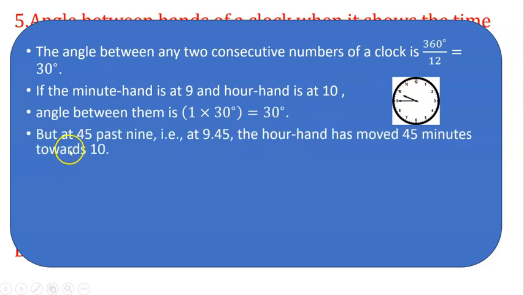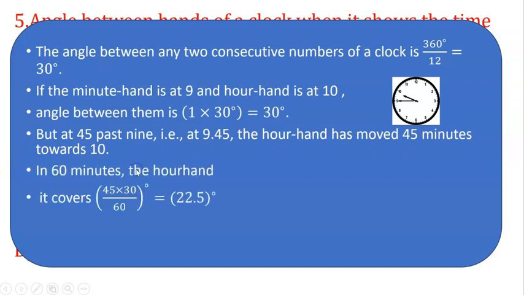But at 45 past 9, that is at 9.45, the hour hand has moved 45 minutes towards 10. In 60 minutes, the hour hand covers 30 degrees. Therefore, in 45 minutes, it will cover 45 into 30 upon 60 degrees. And that's nothing but, after simplification, 22.5 degrees.